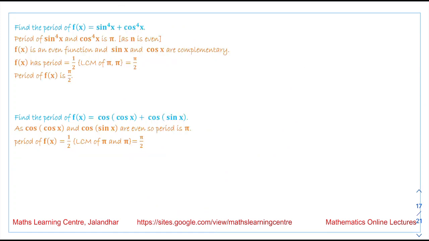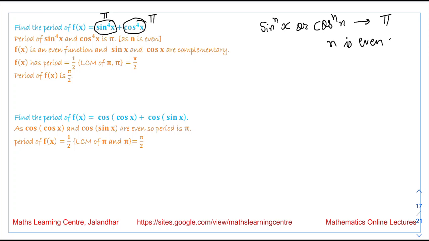Next we have the function f(x) equal to sin raised to the power 4x plus cos raised to the power 4x. Now clearly you know that sin raised to the power n x or cos raised to the power n x has period pi when n is even. So it means the period of both these functions is pi.